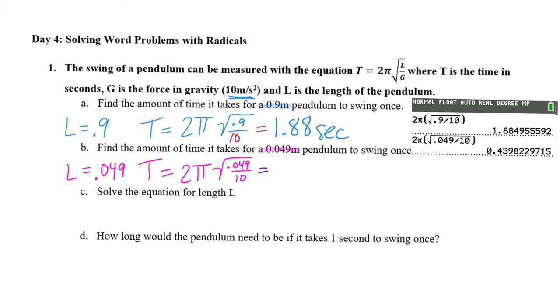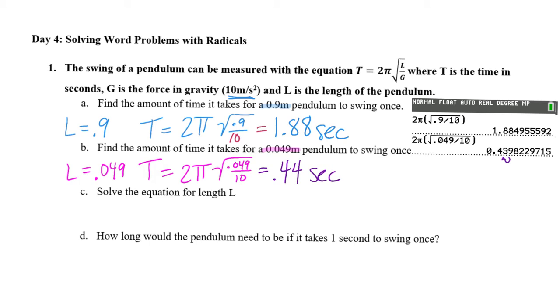So I plugged that in the calculator and I got 0.44 seconds. We use 2 decimal places and round. The 9 makes the 3 go up 1 place. So a shorter pendulum should take less time to swing, so that makes sense.